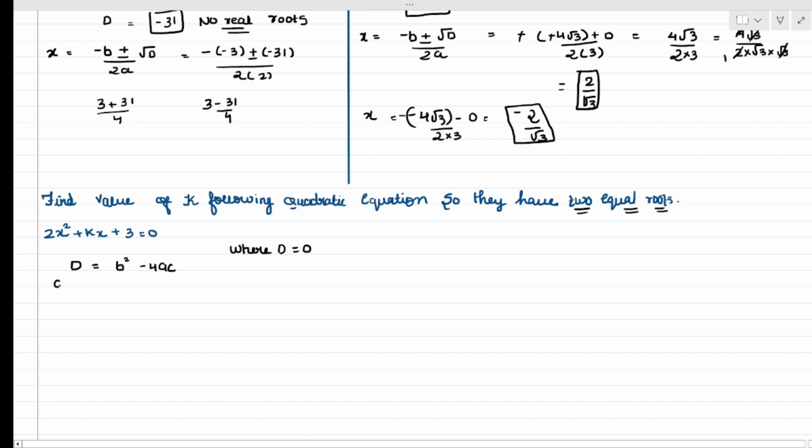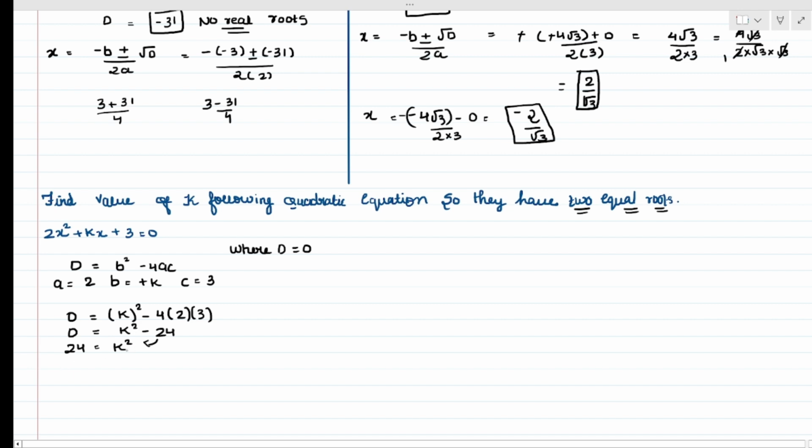Okay. So what is my a? My a is 2, my b is positive k and my c is 3. Now, substitute the values. 0 is equal to k square minus 4 into 2 into 3. Okay. Because my a is 2, my c is 3. So 0 equals k square minus 4 3s are 12, 12 2s are 24. So I can write over here positive 24 is equal to k square. I have just changed the side of the 24, so negative 24 becomes positive 24.